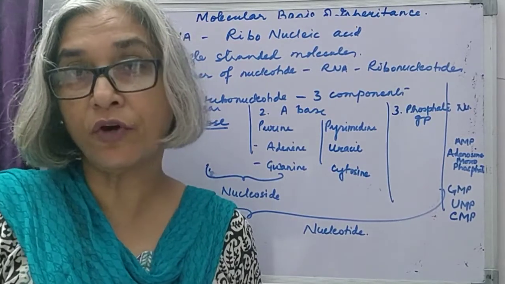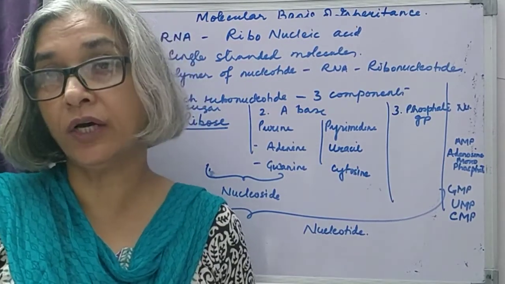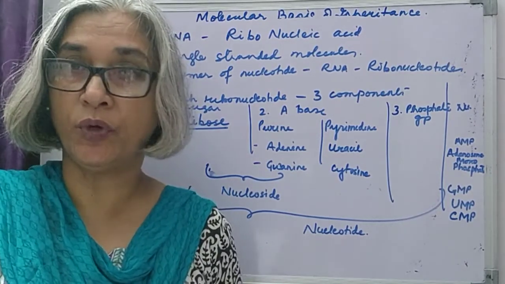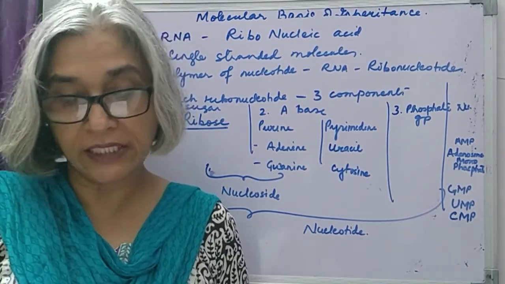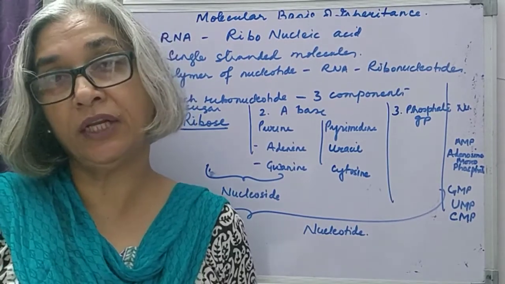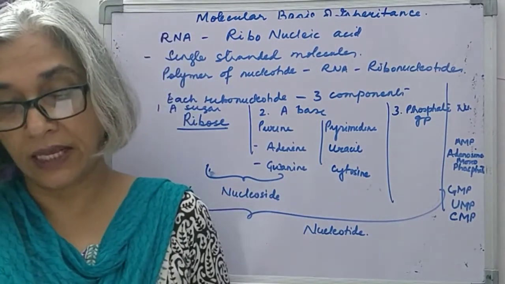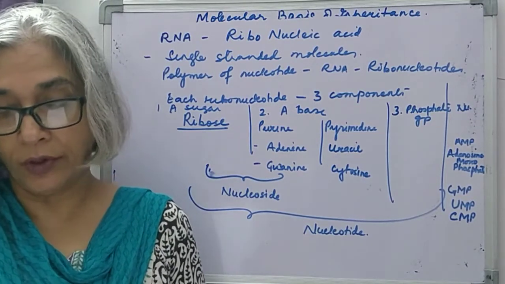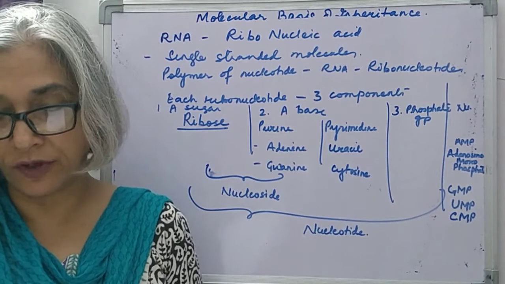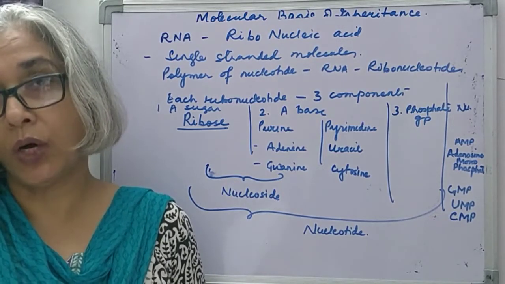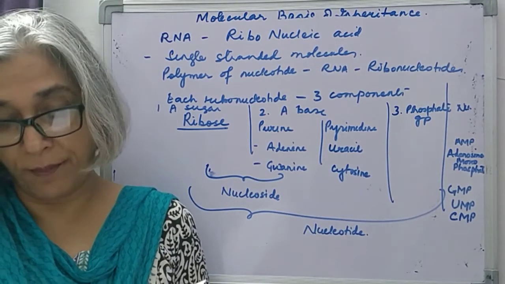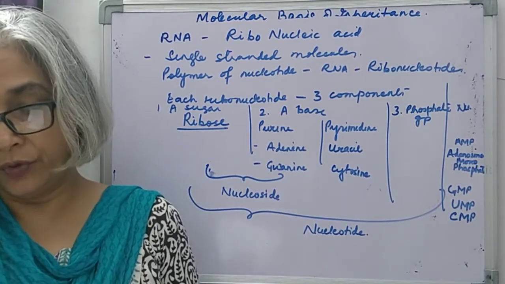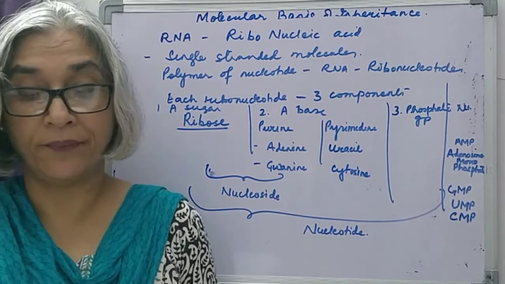Ribonucleotides are also formed up of three components: a sugar, which is a ribose sugar, a nitrogenous base, which can be purine or pyrimidine, where purines are adenine and guanine, and pyrimidines are uracil and cytosine, and a phosphate group. The nucleotides formed are adenosine monophosphate, AMP, guanosine monophosphate, GMP, cytidine monophosphate, CMP, and uridine monophosphate, UMP.